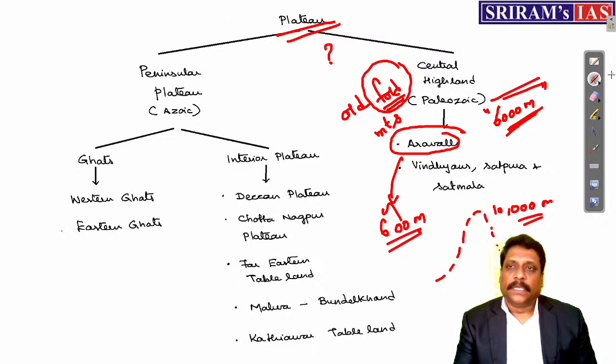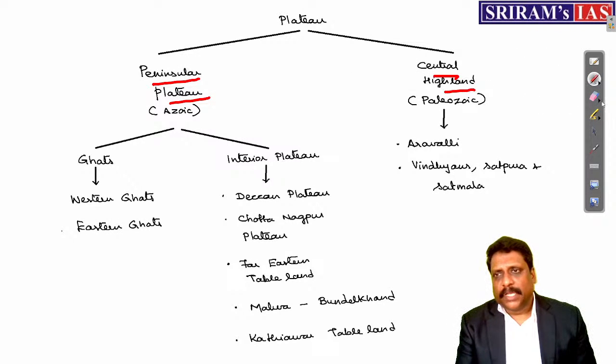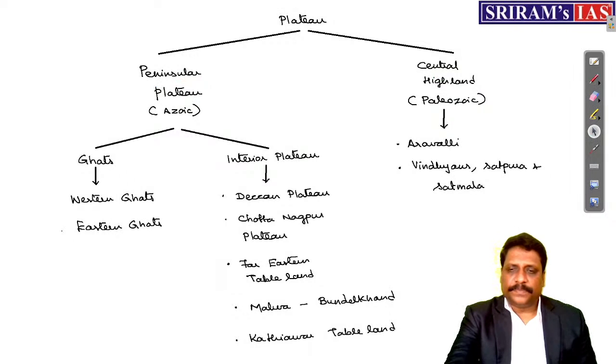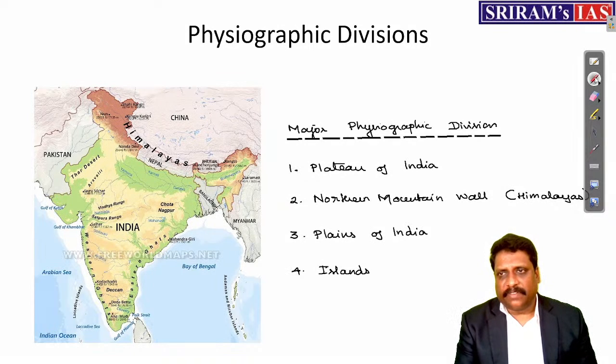So I'm going with today's classification, not with the past classification as such. Okay, right, my dear friends. Now, I'm dividing them into peninsular plateau and central highlands. Simple. And about the peninsular plateau, all those plateau sections that I have in the peninsular part of India, I call them peninsular plateau for all practical reasons.